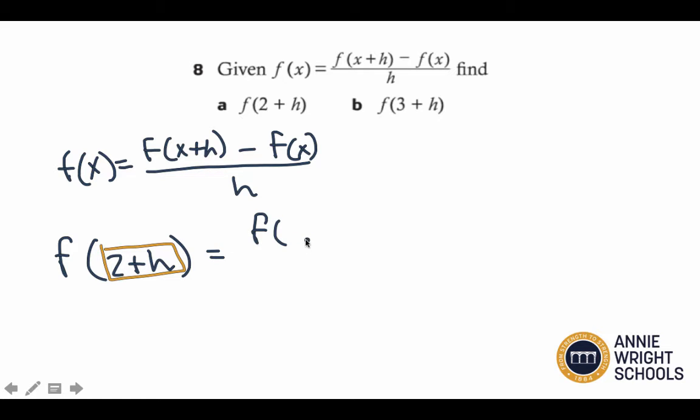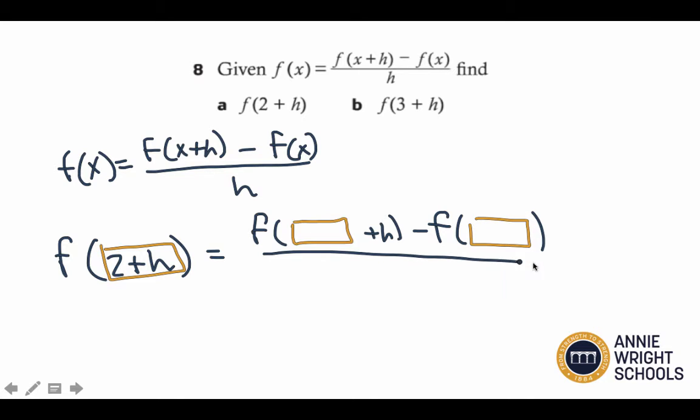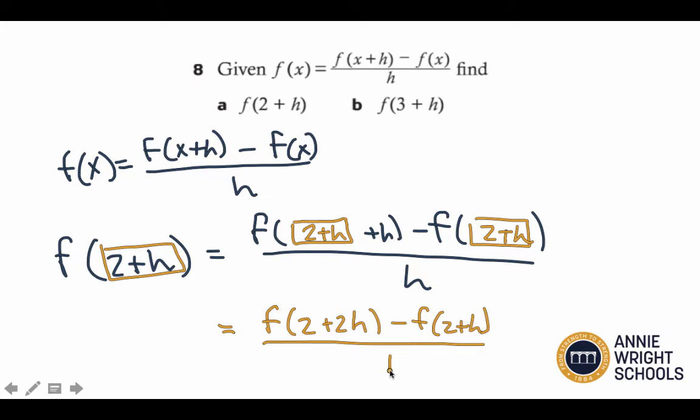f of x plus h minus f of x divided by h. Now what am I plugging in for x? I'm plugging in 2 plus h. So I get f of 2 plus 2h minus f of 2 plus h, all over h.